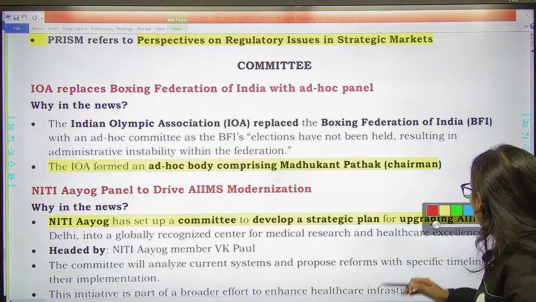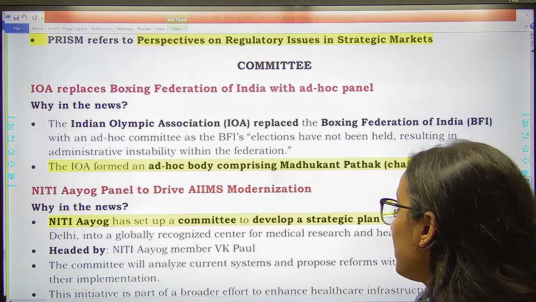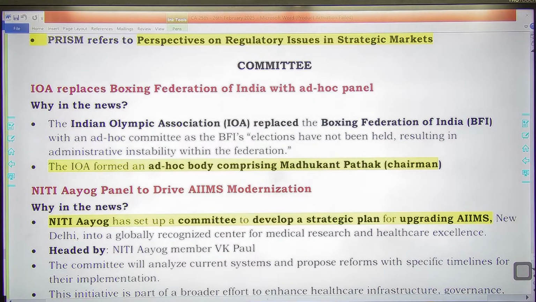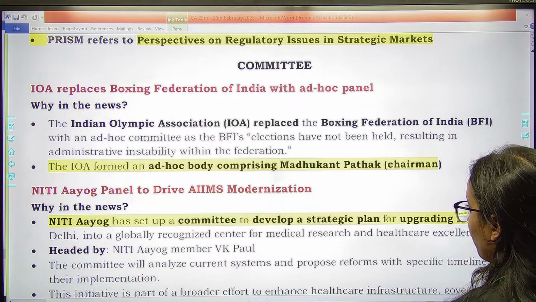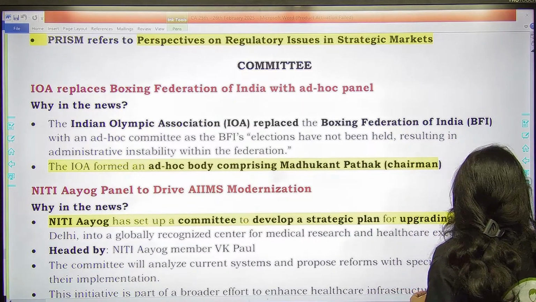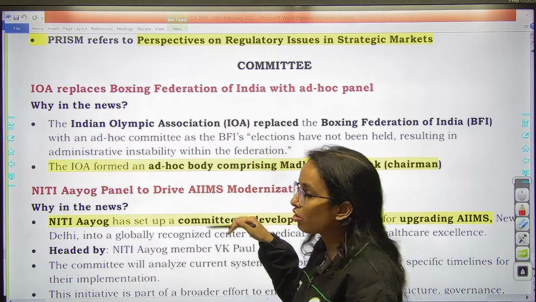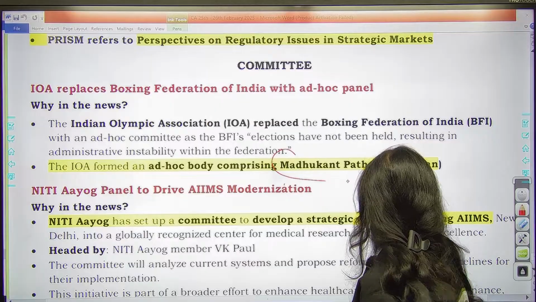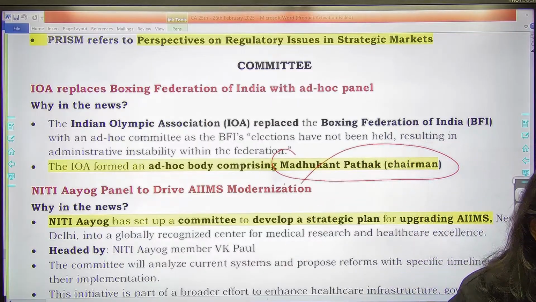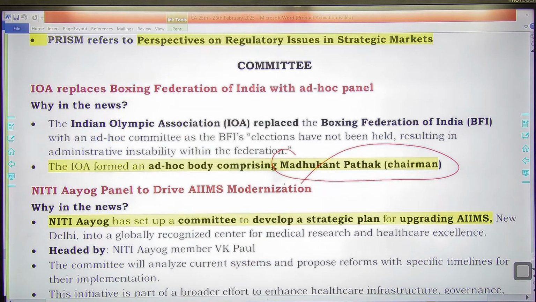Then committees, mein, you have Indian Olympic Association has replaced Boxing Federation of India with ad hoc panel. So IOA has replaced the Boxing Federation of India. For this, IOA has formed an ad hoc, that means temporary body, comprising Madhukant Pathak as the chairperson. So remember this name, Madhukant Pathak is the chairperson.